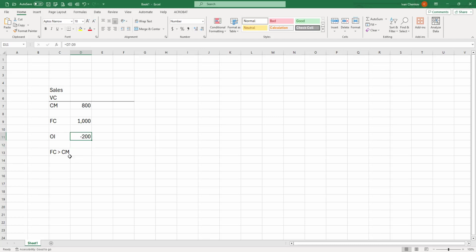The other scenario would be if my contribution margin is $1,200. Well, in that case, it doesn't make sense to drop the division. Why? Because that division generates contribution margin higher than the fixed cost, covering the fixed cost, and there's some operating income left for you. So as long as the contribution margin loss is more than the fixed cost, no go. Don't drop the division.